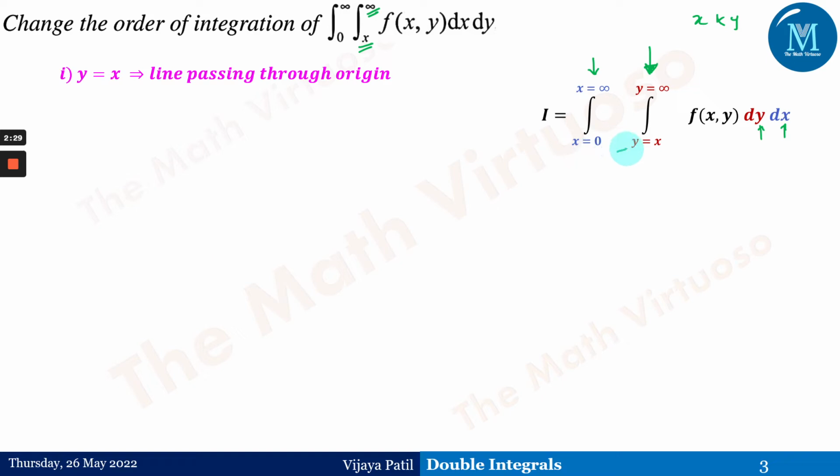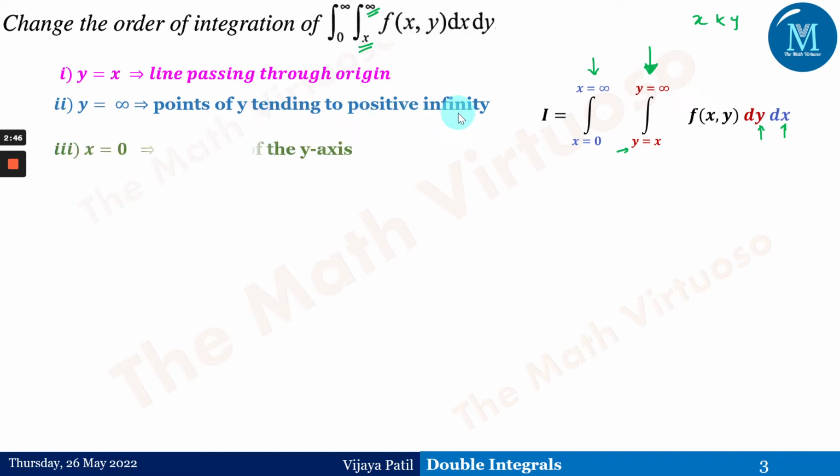Let us start with this. Now y is equal to x means the line passing through the origin. So y equal to x is the line which is passing through the origin. Second, y is equal to infinity, which are the points of y tending to positive infinity.